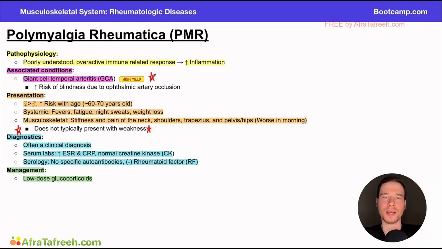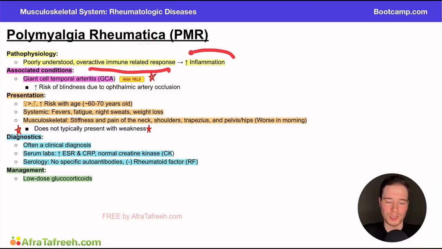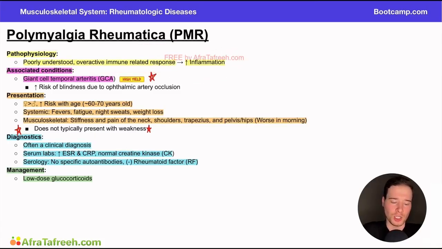So again, as you're learning this content, keep in mind these compare and contrast things for getting questions right on test day. So just a quick summary of this video to wrap up. We have polymyalgia rheumatica. It is a poorly understood condition that has overactive immune response leading to increased inflammation. So that's what's going on. Widespread increased inflammation. This is associated with GCA or giant cell temporal arteritis. High yield point to remember.